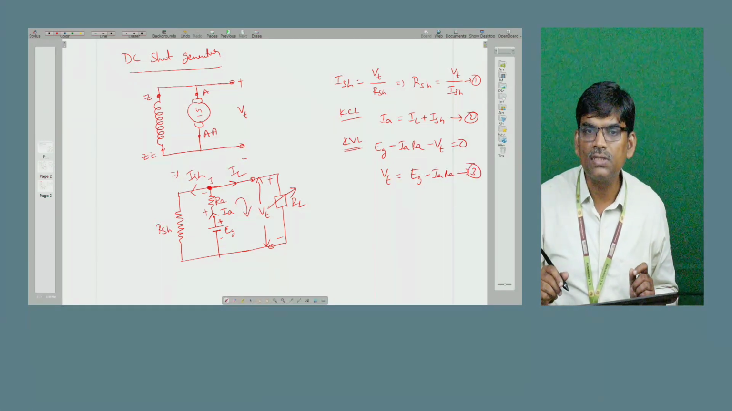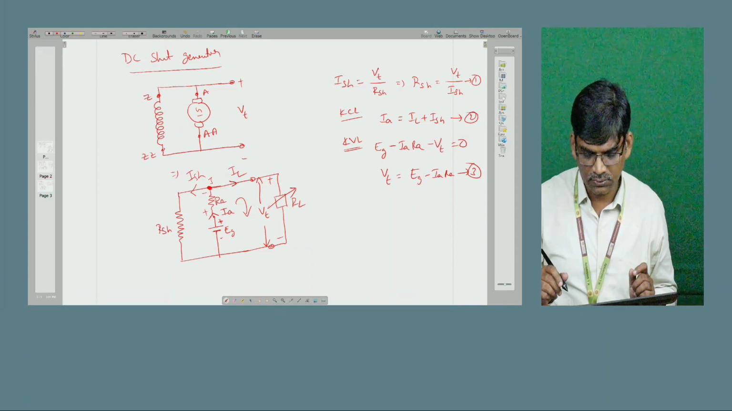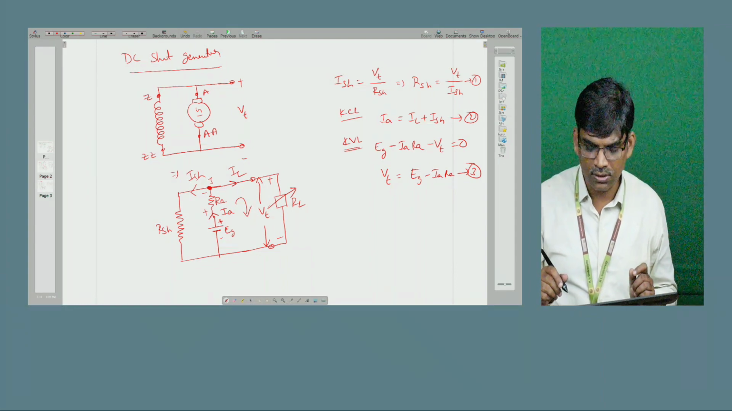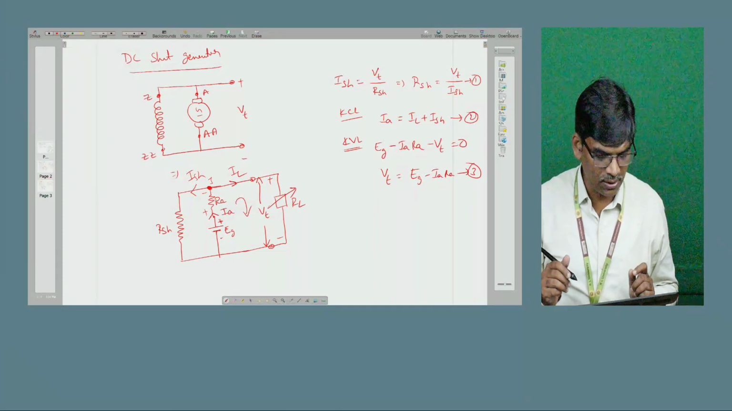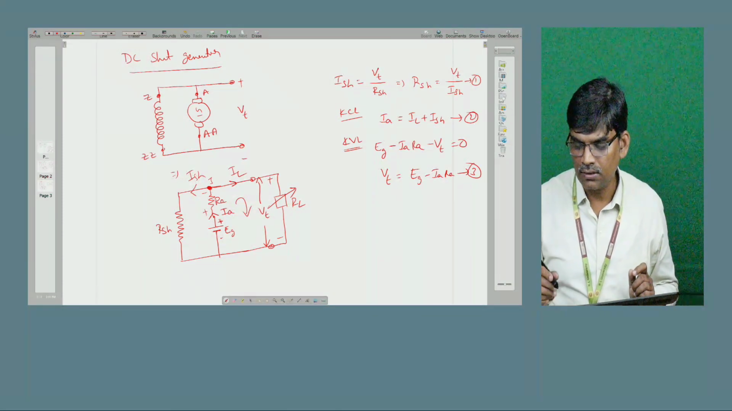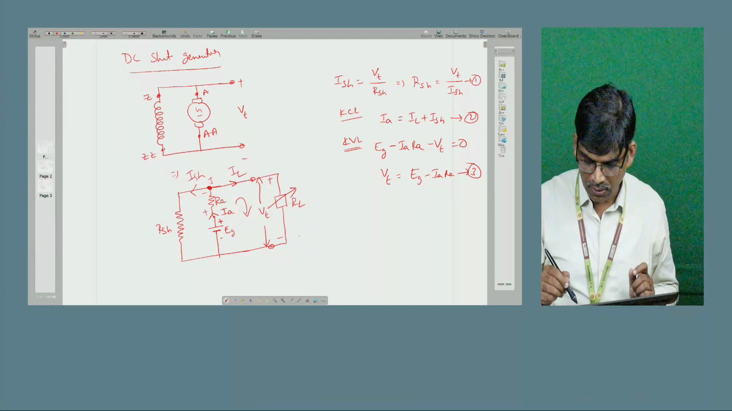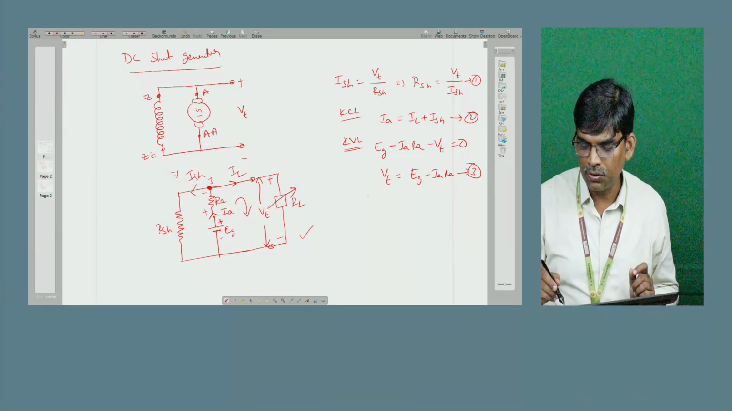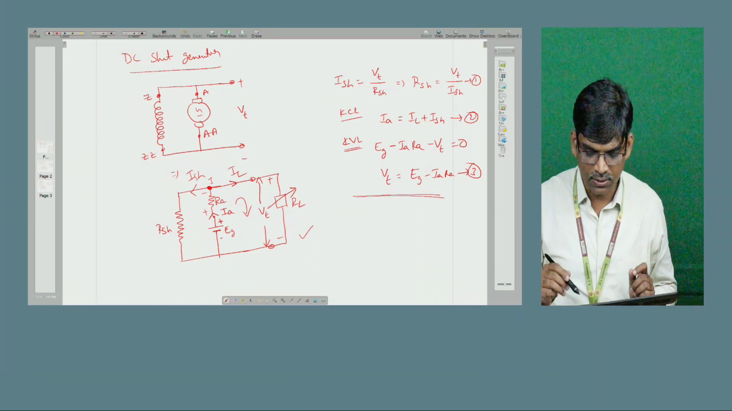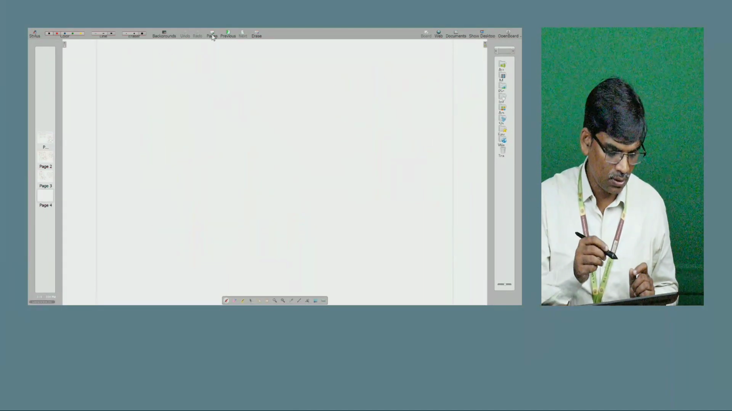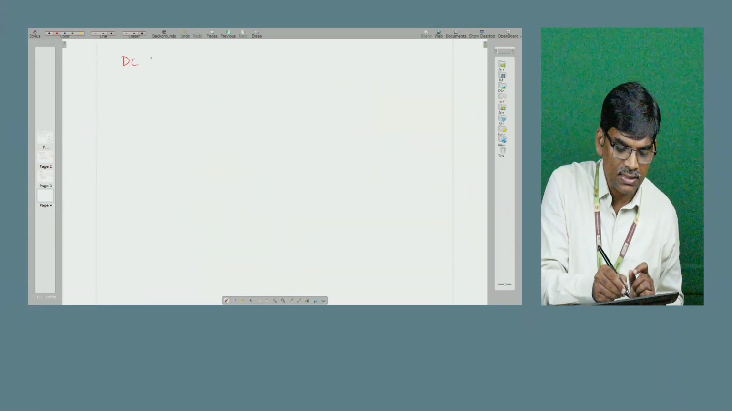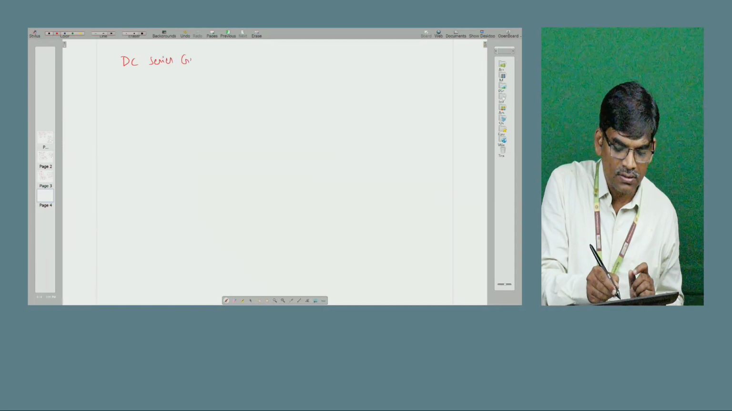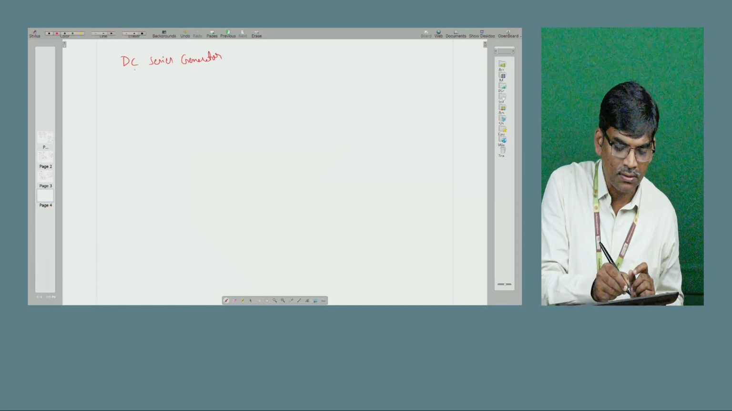By using these three equations we can calculate the internal voltage, the terminal voltages, and the currents. These are the equations of the equivalent circuit of this shunt generator. By using these equations we can analyze all the internal and external parameters. Now coming to another generator, the DC series generator.